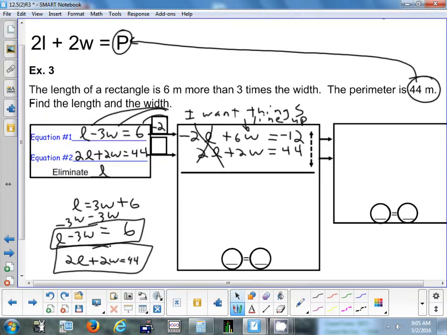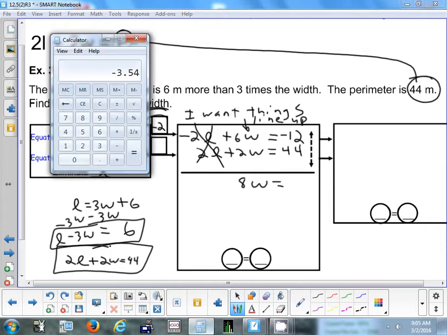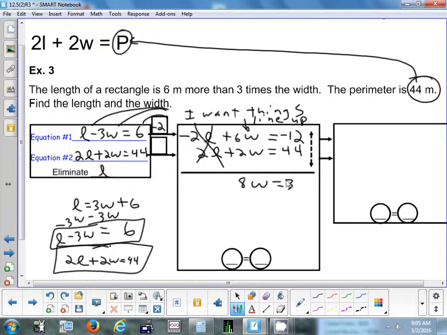Brian, what's 6W plus 2W? 8W. Good. 8W. Okay, and then if I need my calculator, I'm going to use it. Everyone, it's 32. Okay. And my last step to find out the width is to what? Divide by 8. Right, so now we know the width of the rectangle is 4 meters.